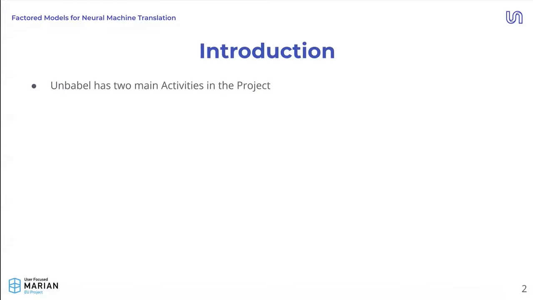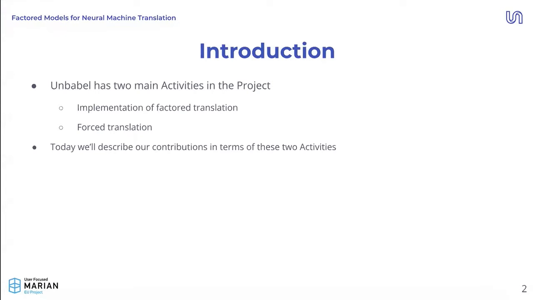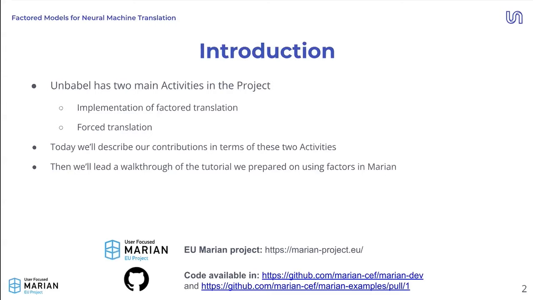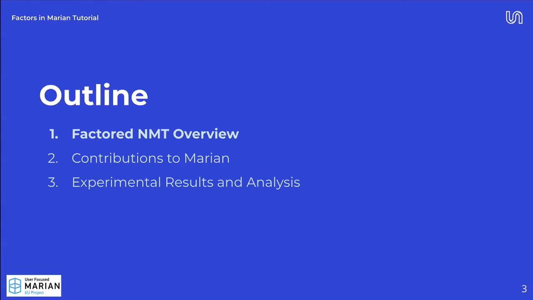So in this project, Unbabel had two main activities. The first one was the actual implementation of factor translation in Marian. And we had a second activity where we used that factor implementation for forced translation specific for terminology. I'll describe both our contributions in these two activities. And finally, we will have a tutorial where you can play hands-on with factors.